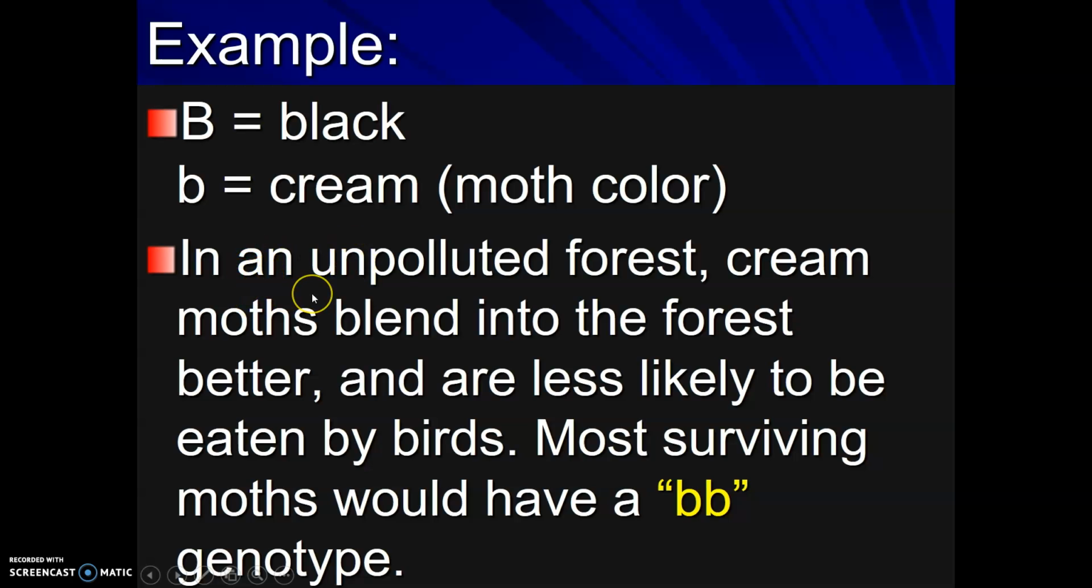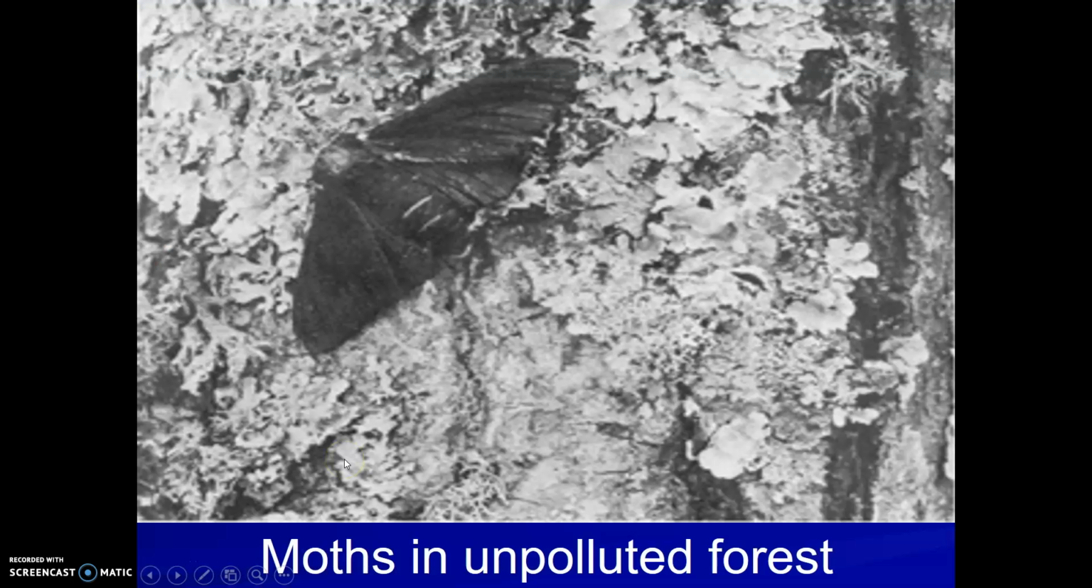So if the forest is unpolluted, that means the forest is light. The light color moths are going to blend into the forest better and are less likely to be eaten by birds. Most surviving moths would have a little b genotype. So we're going to see most of the population little b. Now we will see some uppercase B, or uppercase B, lowercase b, but they're not going to be as common because they're mostly getting eaten by birds.